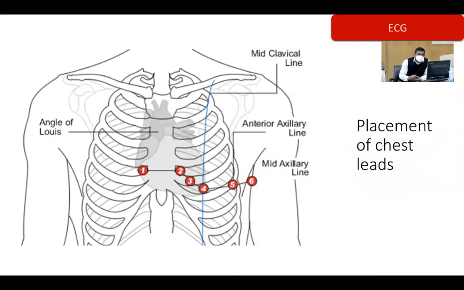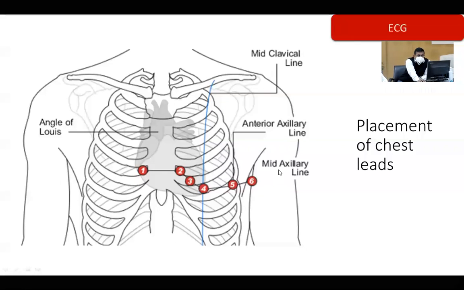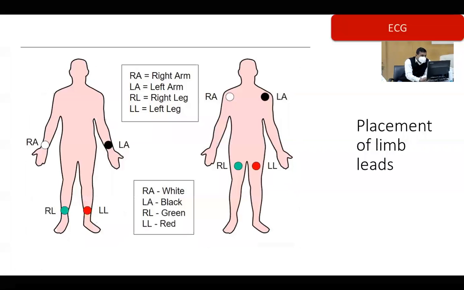So here you can see the chest lead placement. How you can place the chest lead: fourth intercostal space left side, you can place the first and second and third on just the opposite side, in this pattern. And fourth you have to put in the mid clavicular line, and fifth and sixth: fifth in the anterior axillary line and sixth in the mid axillary line. If you know this, half of the ECG is right.